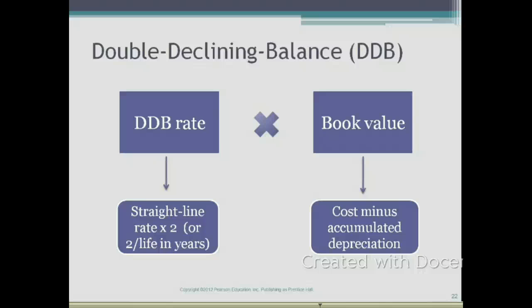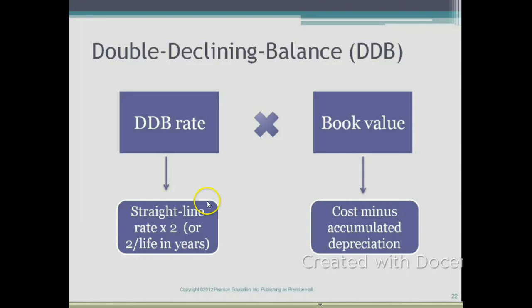The third method for calculating depreciation expense is the double declining balance method. Using this method, your depreciation expense is equal to the double declining balance rate multiplied by the book value. You have to know how to calculate the double declining balance rate. The easiest way to do that is to take 2 divided by life in years.